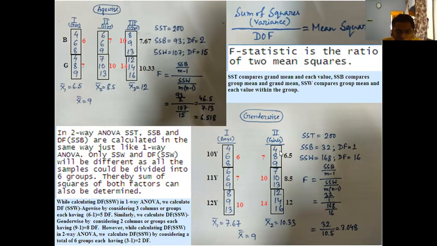This you are getting. So what is the difference between that? In this case, you are subtracting all the elements from this mean or this mean, that means the group mean, which represents only one group.